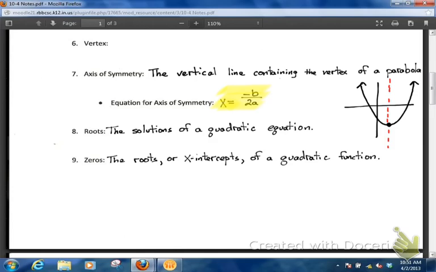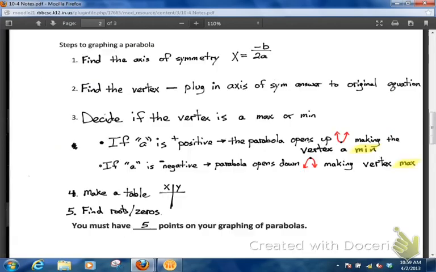And then the roots and the zeros, both of these are really just ways to say the solutions to a quadratic equation, or the x-intercepts. What you're going to learn in this section is that the solutions to a quadratic are the 2 points where it crosses the x-axis. So those will be your solutions, or your zeros, or your roots. They all really mean the same thing. All right, let's move on.